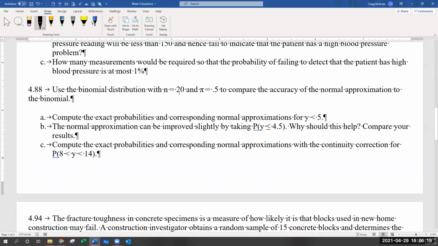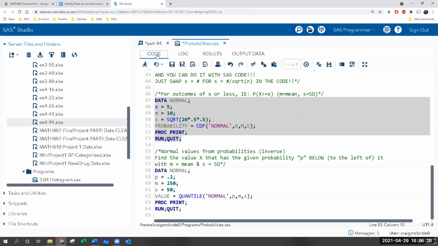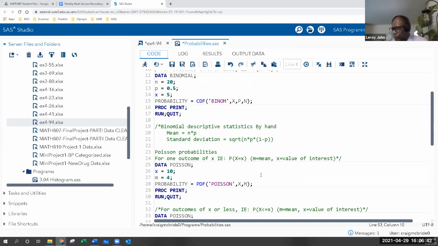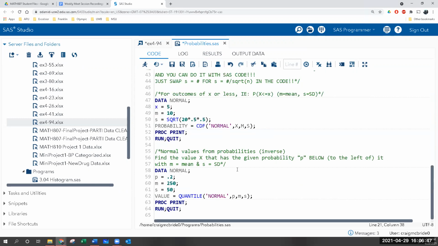So let's see, this is 20. Did I not have 20 in there? No, I did. 20 times 0.5 times 0.5, a mean of 10. Yeah, there it is. Standard deviation, square root of NPQ. Huh, 1 minus P. Okay. Yeah, because Q is just 1 minus P, the complement of P. And since P is 0.5, then of course Q is the same thing.